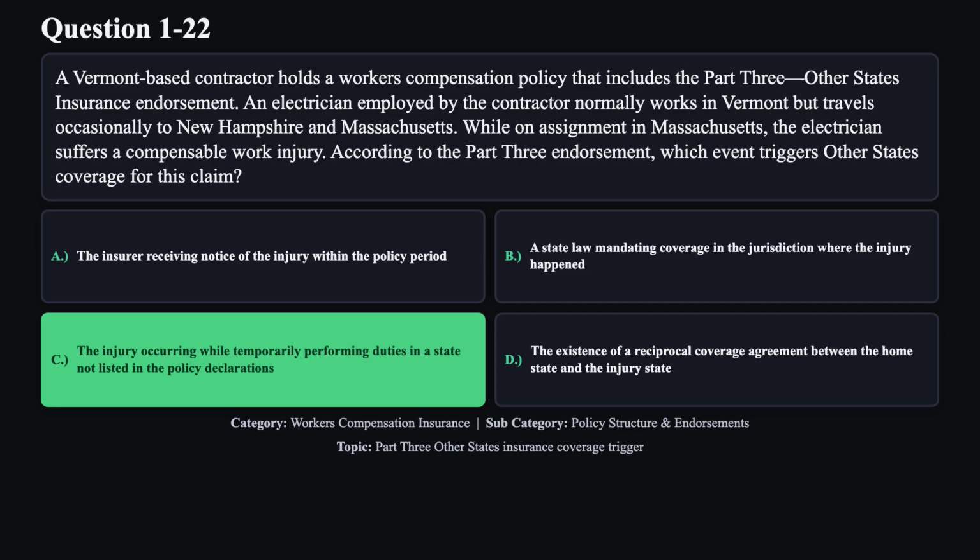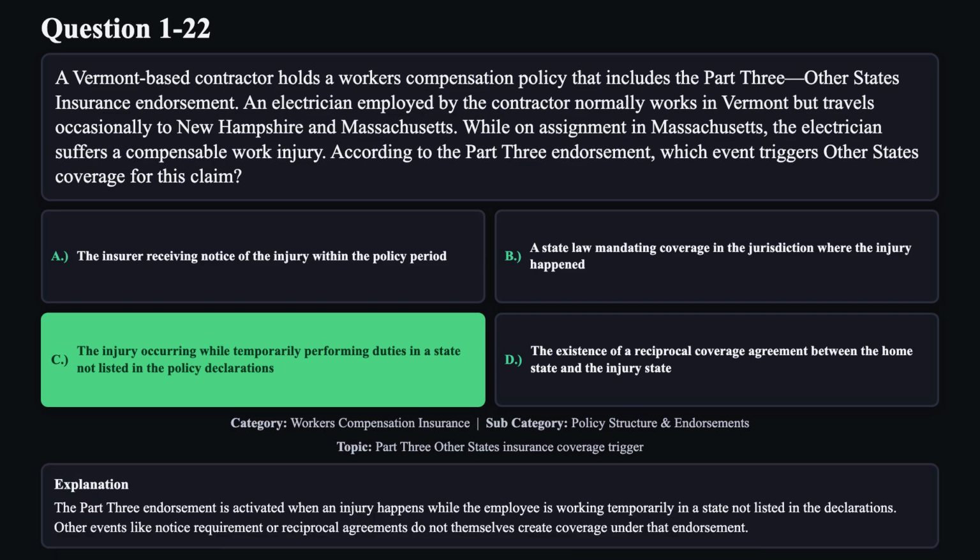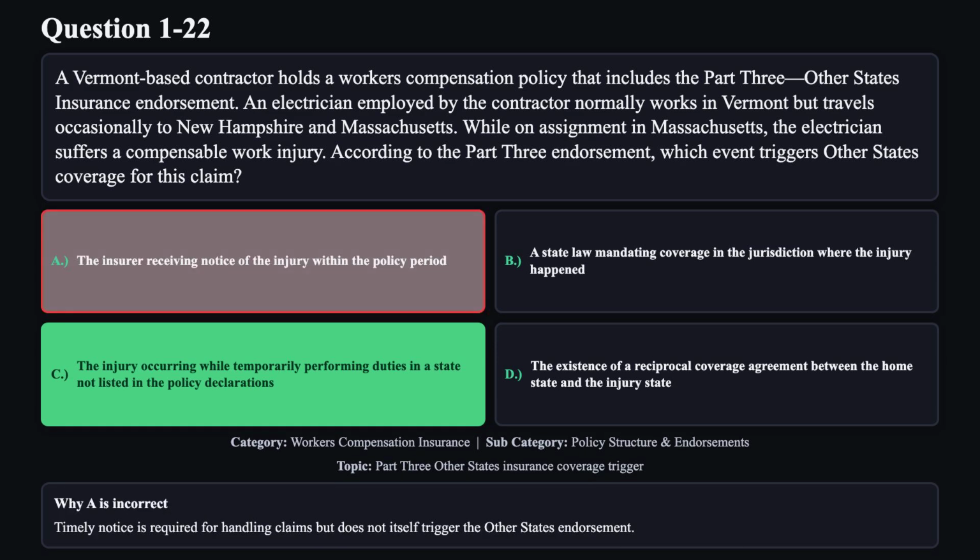The correct answer is C. The Part 3 endorsement is activated when an injury happens while the employee is working temporarily in a state not listed in the declarations. Other events like notice requirement or reciprocal agreements do not themselves create coverage under that endorsement. Reason A is not correct. Timely notice is required for handling claims but does not itself trigger the other state's endorsement.